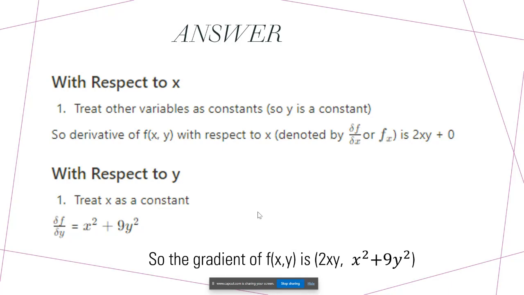So the gradient of f(x,y) is (2xy, x squared plus 9y squared), right? So this is an important piece of information. The gradient is what we're going to call the vector with the x coordinate being 2xy, and the y coordinate being x squared plus 9y squared. So this is what we define as the gradient, because we have two different partial derivatives here.